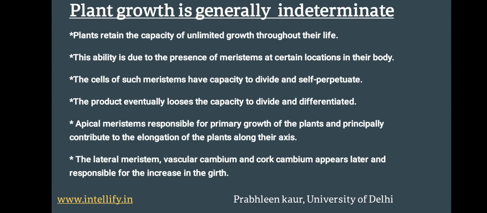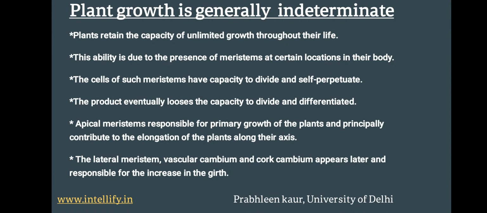Now we are going to study certain features of the growth in plants. Plant growth is indeterminate. Plants retain the capacity of unlimited growth throughout their life. This ability is due to the presence of meristems at certain locations in the body. The cells of such meristems have the capacity to divide and self-perpetuate. The product eventually loses the capacity to divide and differentiate.